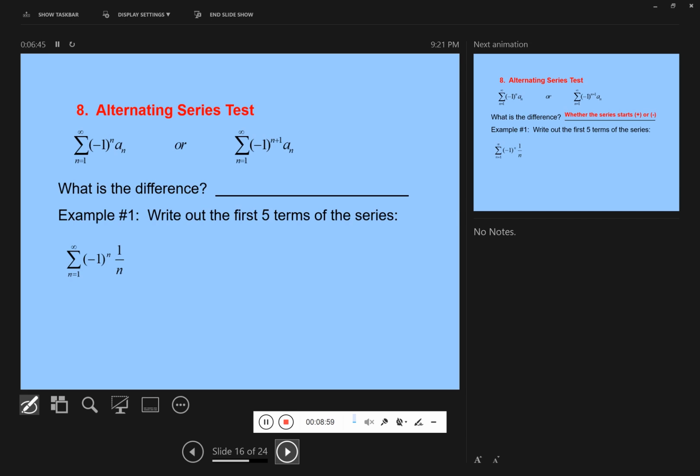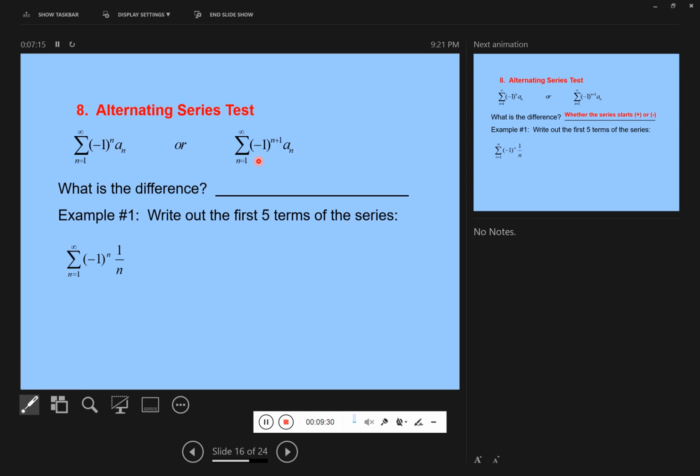Okay, alternating series test is this. I want you to take a look at 2 different series that I have here. The first one where you have the -1 to the n. And I mentioned to you before, when you see this -1 to the n, all that does is it makes the terms alternate. If n equals 1, then you've got a negative term. If n equals 2, then it's going to become a positive term. If n equals 3, -1 to the third is going to be a negative term. So these terms are just going to alternate negative, positive, and so on.